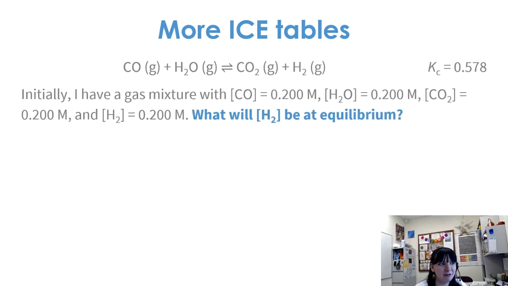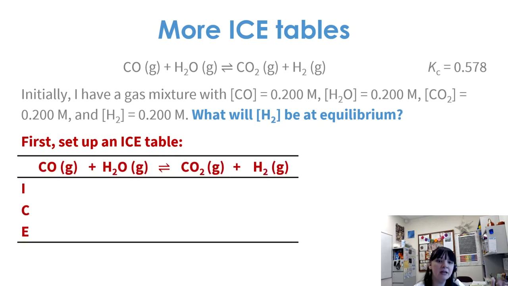So to begin, the first thing that I'm going to do is just set up an ICE table. My ICE table should look like the reaction at the top, and then ICE I write on the sides. That's short for initial, change, and equilibrium. What I'm going to put into that ICE table next are the initial concentrations of all of my products and reactants. Here they're all conveniently just 0.200 molar. So for every single one of these, I'll write 0.200 as the initial line.